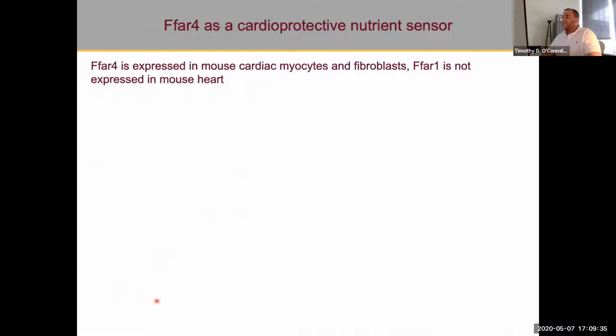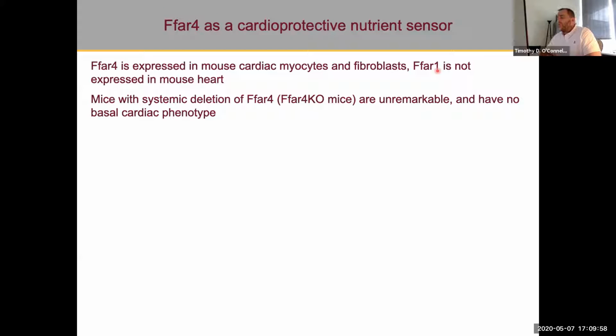So we became interested in whether FFAR4 could mediate the protective effects of omega-3s. And the first question we had, since nothing was known about this, is FFAR4 or FFAR1 even expressed in the heart? And we found that FFAR4 is in fact expressed in cardiac myocytes and fibroblasts, but FFAR1 is not expressed, at least at appreciable levels, in the mouse heart.